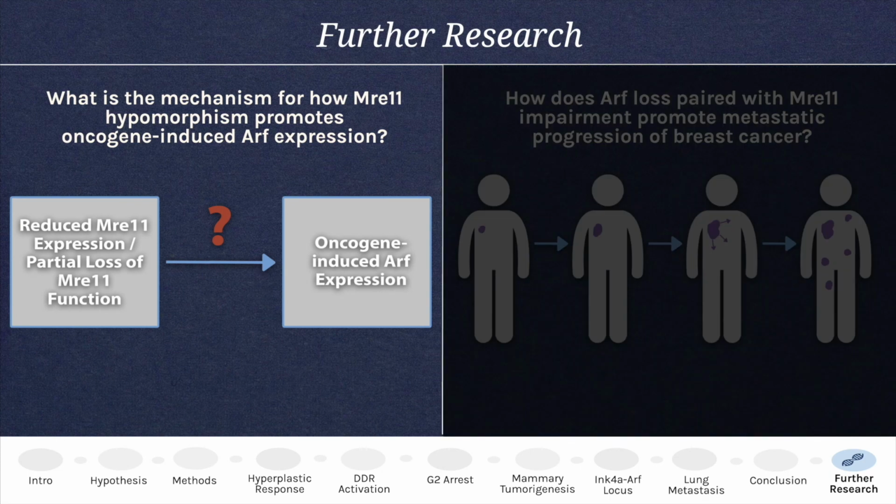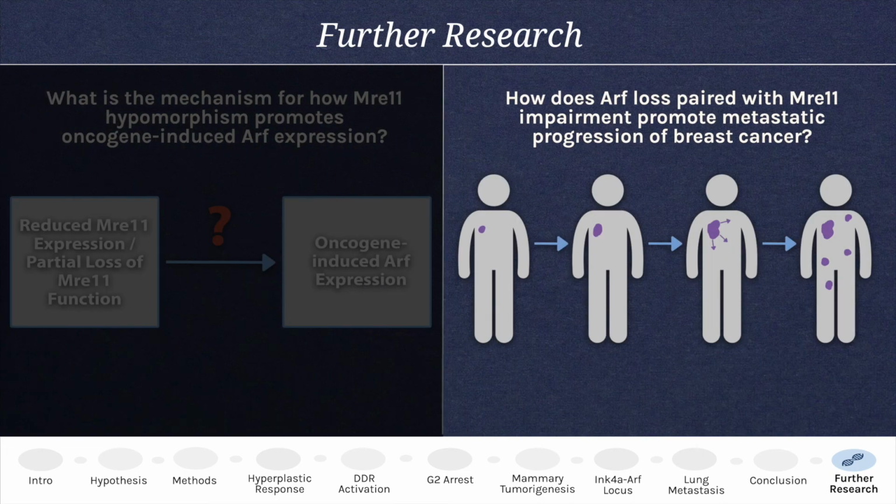Moving to further research, one question stemming from this study was what is the mechanism for how Mre11 hypermorphism promotes oncogene-induced ARF expression? One theory is that Mre11-dependent ATM activation destabilizes ARF in wild-type cells. However, further research is needed to confirm this theory. A second question is how does ARF loss paired with Mre11 impairment promote the metastatic progression of breast cancer? In this study, researchers observed that every INK4A ARF mutated mammary tumor was also metastatic when the Mre11 complex was impaired. Future studies on this observation could give better insight into the mechanism by which cancers can become metastatic.